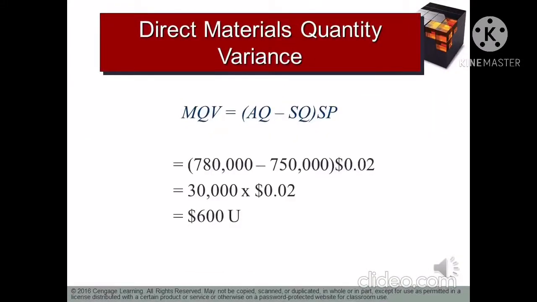Next, we're going to find direct material quantity variance for yogurt. The question is asking for yogurt, so we're going to find it for yogurt only. The formula is MQV equals AQ minus SQ, then multiplied by SP. Just plug in the information from the question into the formula, so you will get the answer $600.